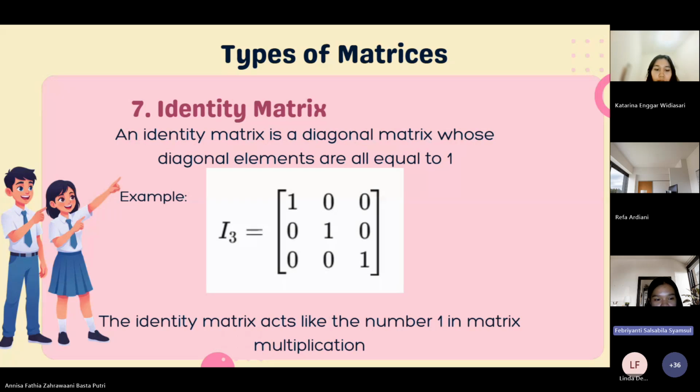The next type is the identity matrix. An identity matrix is a special diagonal matrix where all elements on the main diagonal are equal to 1. It acts like the number 1 in matrix multiplication because multiplying a matrix by an identity matrix does not change the original matrix.